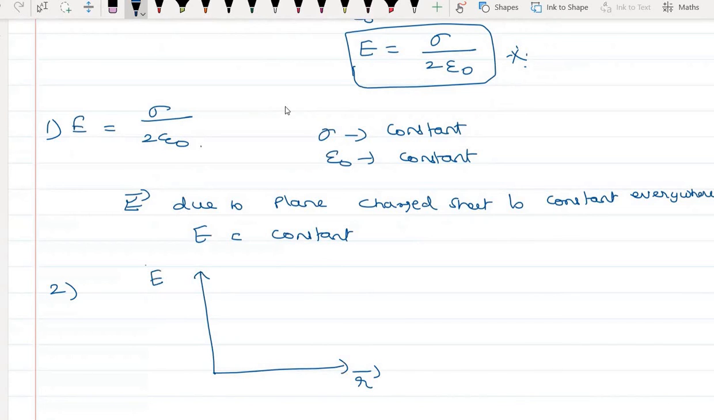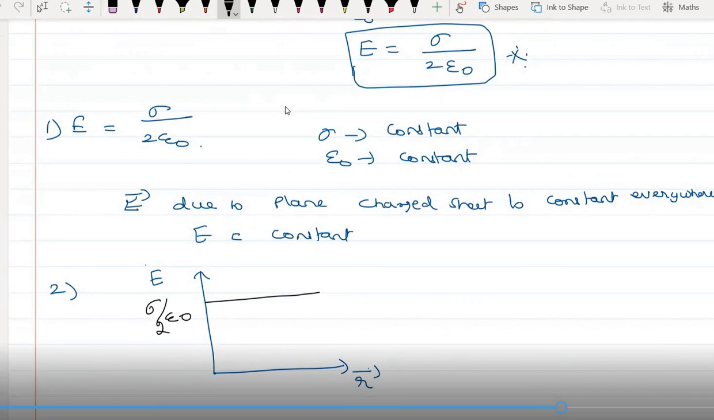The graph, since it is a constant, if you draw a graph between area vector and the electric field intensity, what you will get? You will get, it is independent. So always this electric field value will remain constant. So a line parallel to x-axis you will get. What is that value? Sigma by 2 epsilon. Is that clear, Ishan? Is that clear, ma'am? Yes, ma'am.